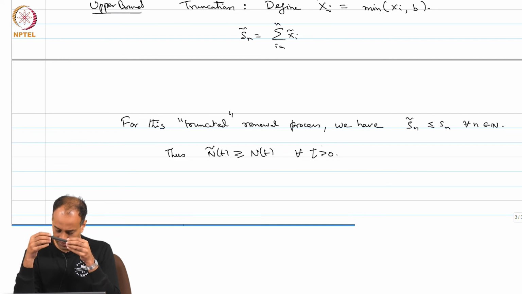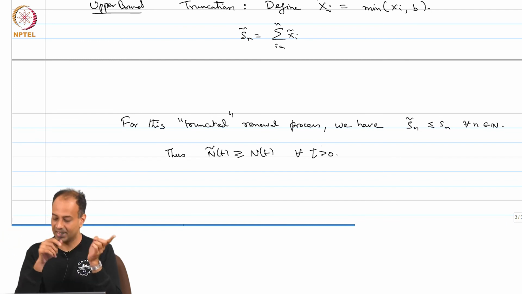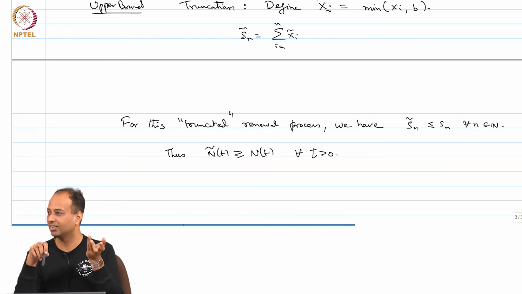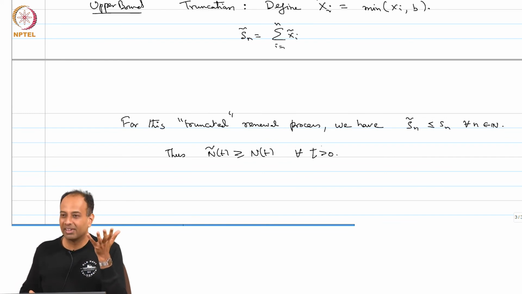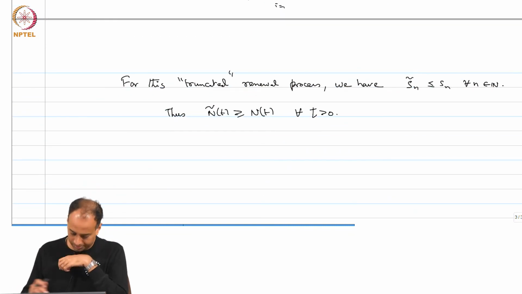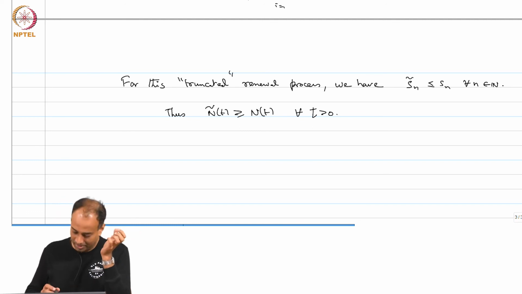Because if Nt is greater than or equal to n, then Sn is less than or equal to t, which means Sn tilde is less than or equal to t, which implies N tilde t is greater than or equal to n, correct. So, there should be more arrivals in this tilde process. So, I have some kind of an upper bound going now, right, Nt is upper bounded by some other thing. So, this is great.